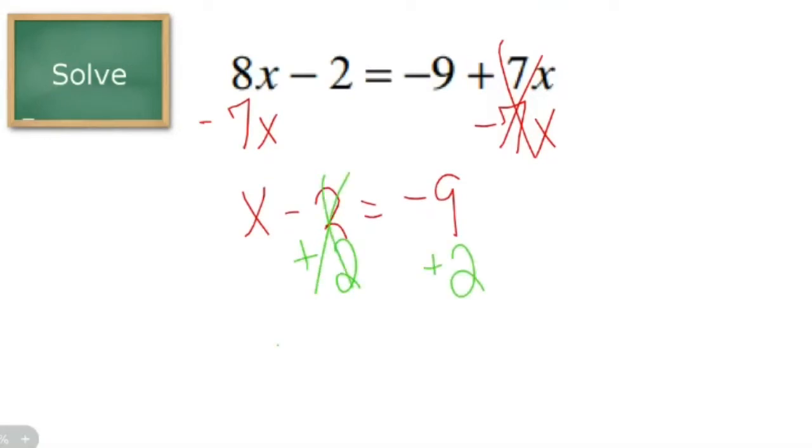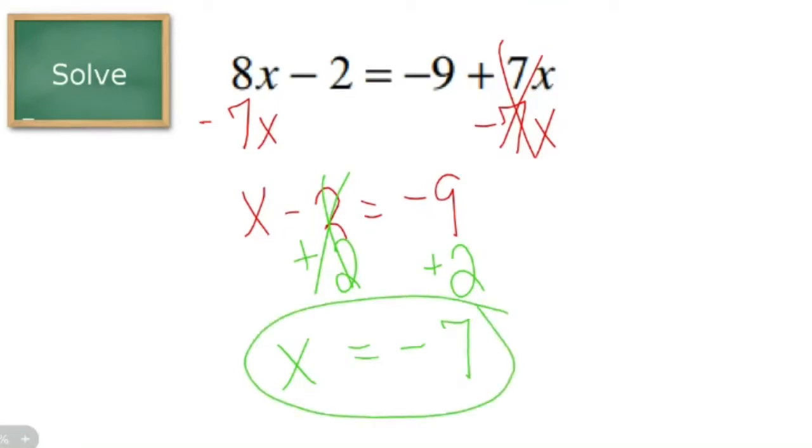See? -9 plus 2, negative's bigger. So if I add the 2, it's going to stay negative, but you subtract the numbers. -7 is the answer for that.